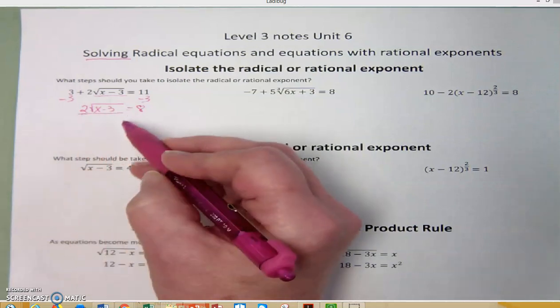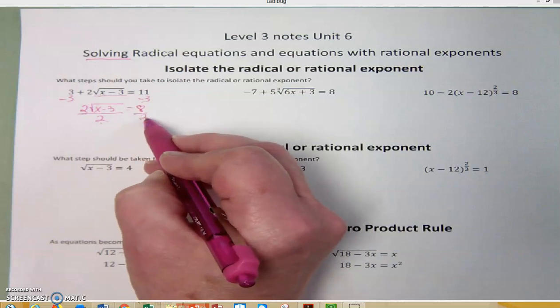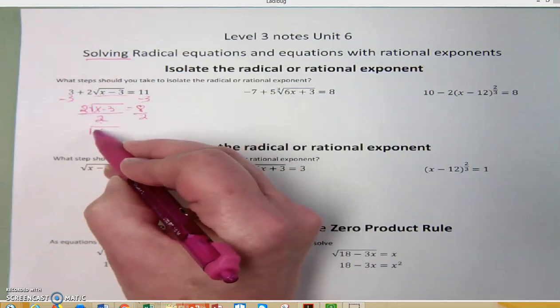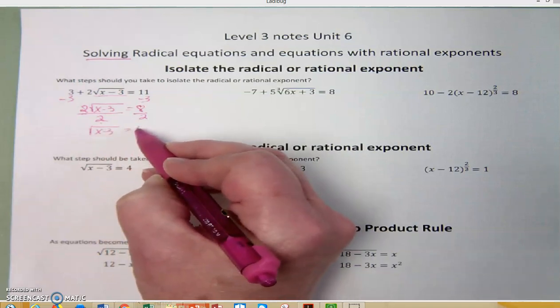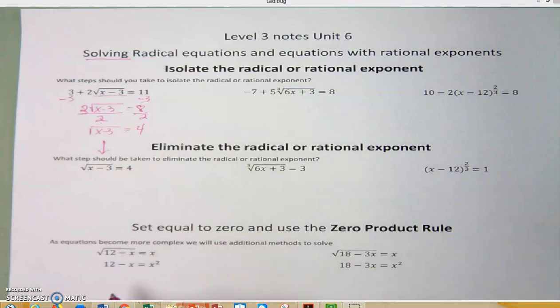So the inverse operation of multiplication is division. What I do to one side, I must do to the other side. My 2's cancel, and I'm left with the square root of x minus 3 equals 4. We're going to look at that in a second, what we do next. So let's work on some of these other problems.